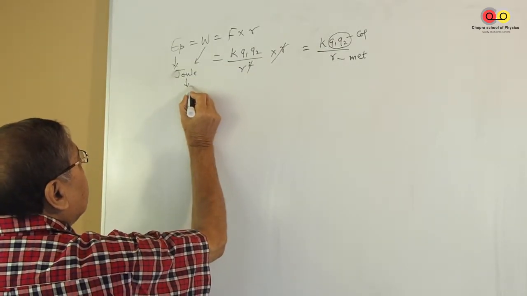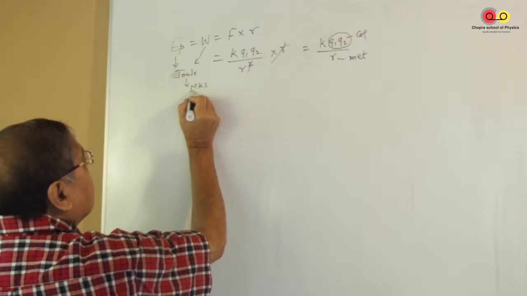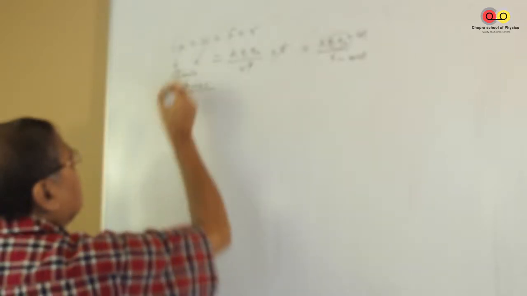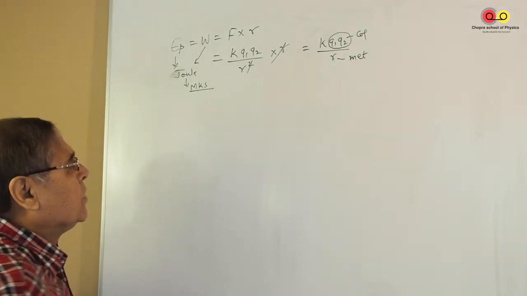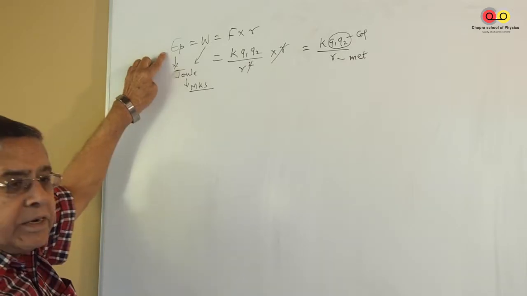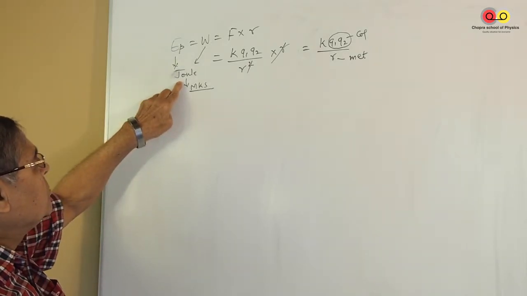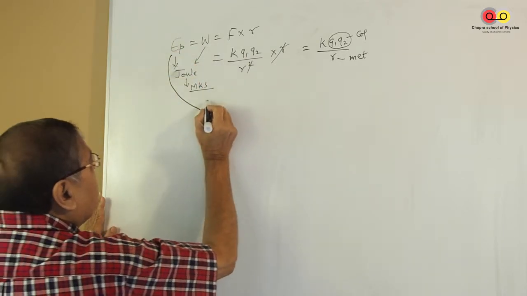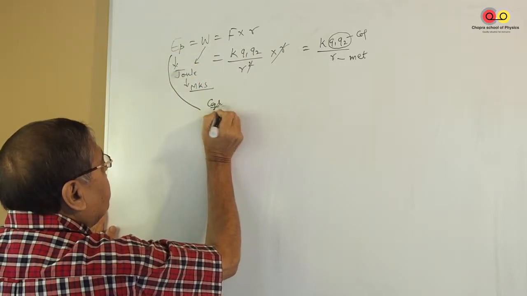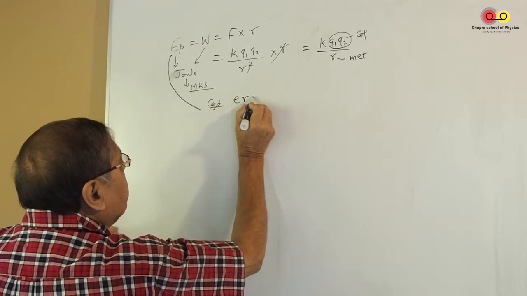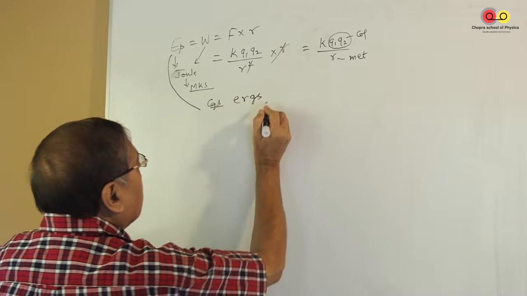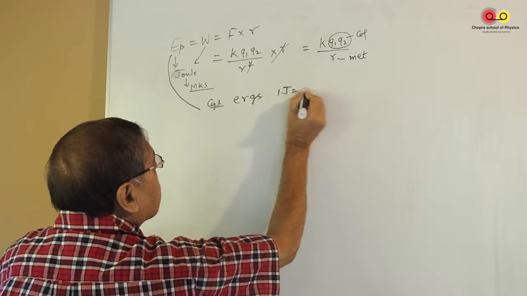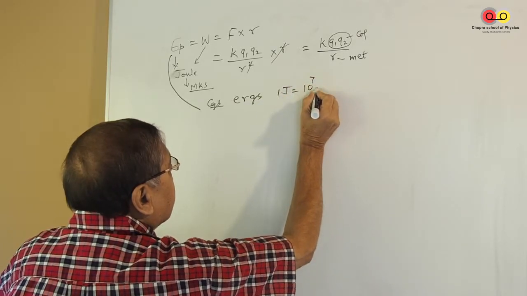Joule is the MKS unit of EP or work done. EP means electrical potential energy. So electrical potential energy, the unit is joule in MKS, but in CGS units, it should be ergs. And 1 joule is 10 to the power 7 ergs.